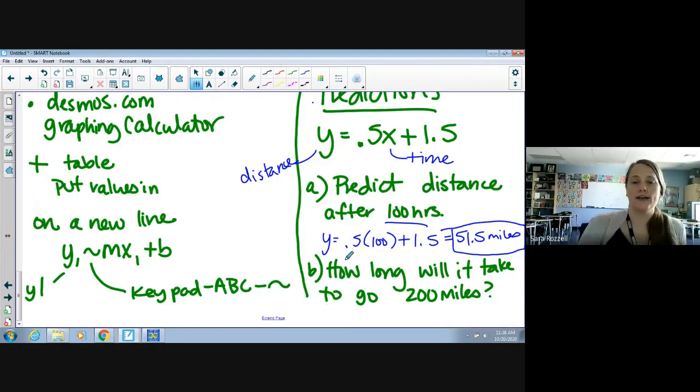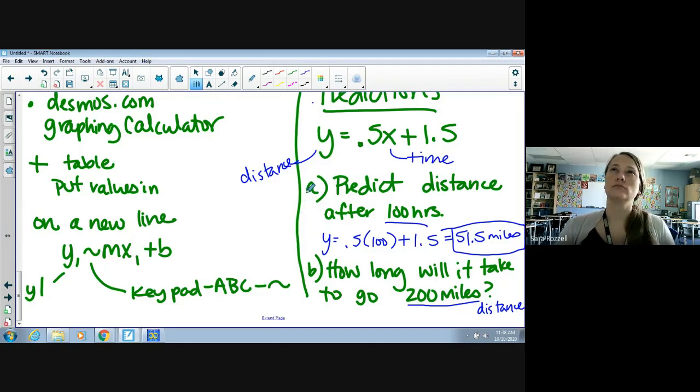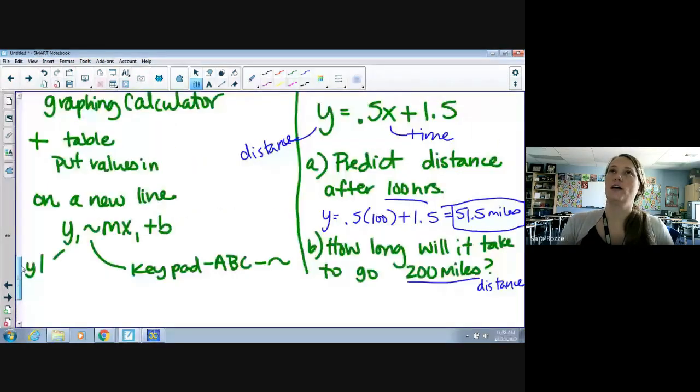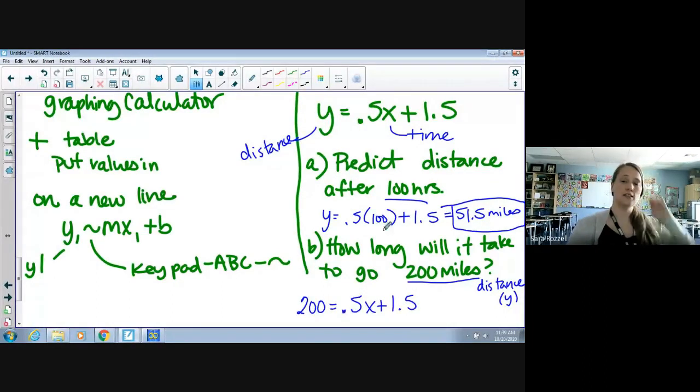All right, part B says, how long will it take to go 200 miles? Is 200 miles a time or a distance measurement? It is distance. And is distance the X or the Y? It's the Y value. So our 200 needs to get plugged in for the Y value because that's what we know. That's the only place we could put 200. So we'll put 200 equals 0.5x plus 1.5. Do we see the difference in these two problems? The first one had to go in for X because it was time, and X is time. But the second one was distance, so it had to go in for the Y value.